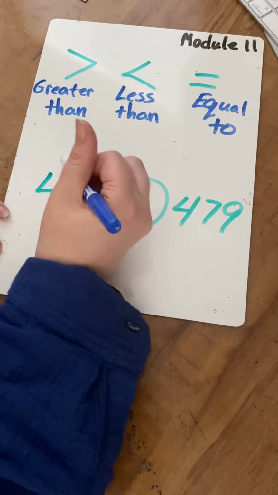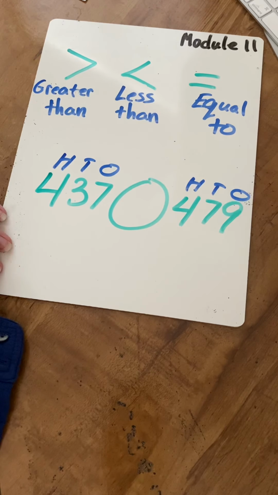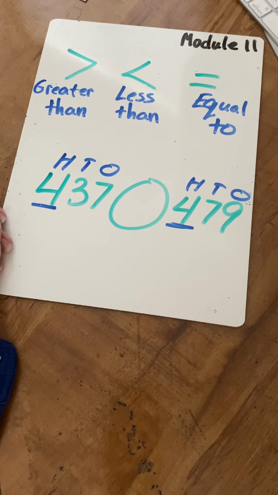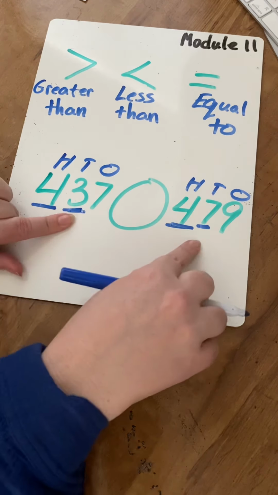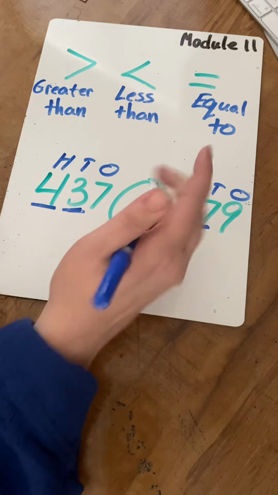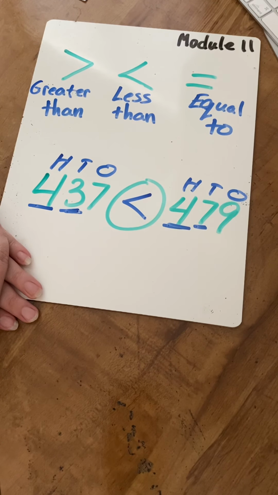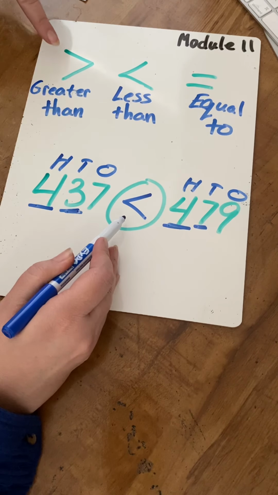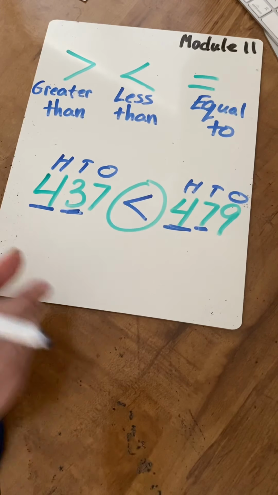Okay. I'm gonna put my HTO. Is that what you did? I hope so. Then I'm gonna start with my hundreds. I've got 4 and 4. Those are the same, so I'm gonna go to my tens. I have 3 and 7. Those are different. What's bigger, 3 or 7? 7. Did you put this symbol in the middle? Awesome. Now let's read it. 437 is, which symbol did we use? Less than 479. Good job, friends.